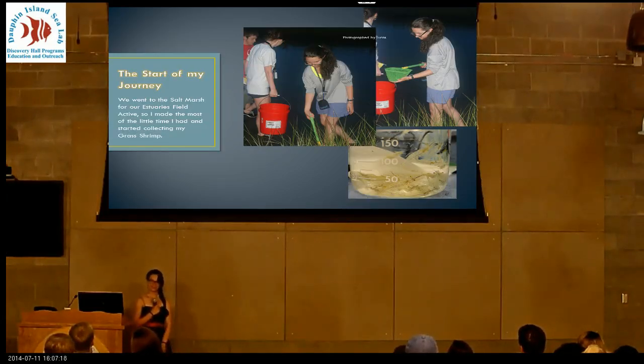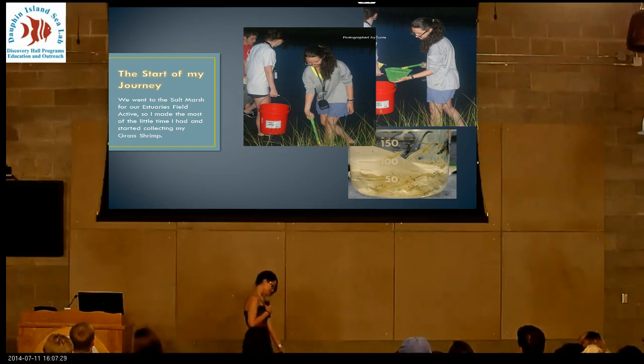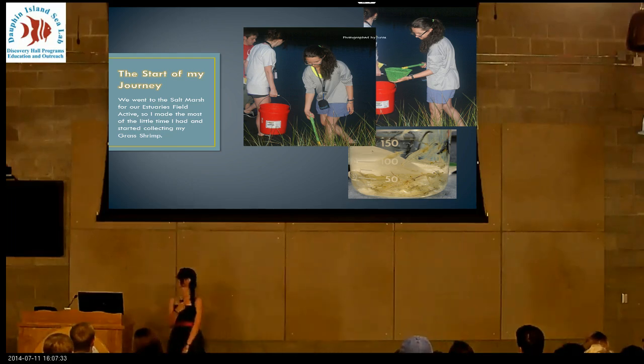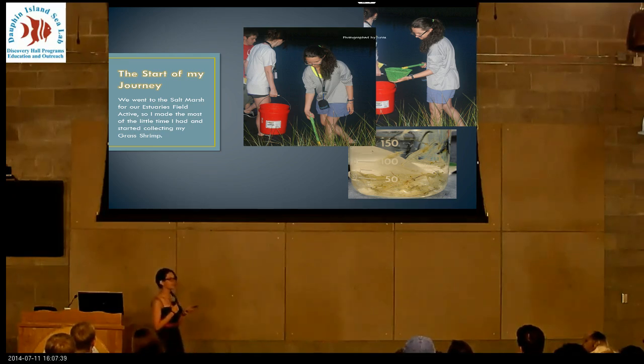When I first started, we went out for a field activity and that's when I started collecting them. They're really easy to collect. You just have to walk along by the grass and get them in your net. And so I did that, and these are what they look like. This was when I was counting them for the first time.